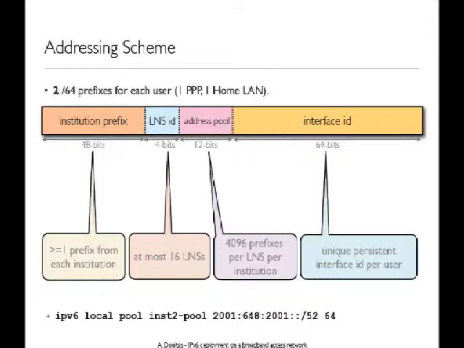For example, let's take institution number 2. Institution number 2 has given us a /48 prefix. On a specific LNS, minus 4 bits comes to /52, which is divided into /64 parts. So the users get them. This may be confusing at this point. But the important thing to note is that all the users get /64 prefixes, either for the one link or the LAN link behind it.